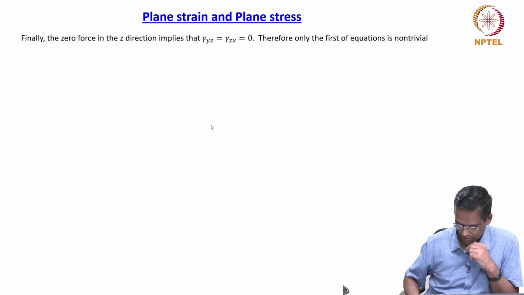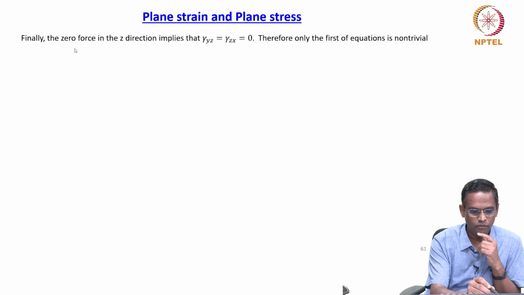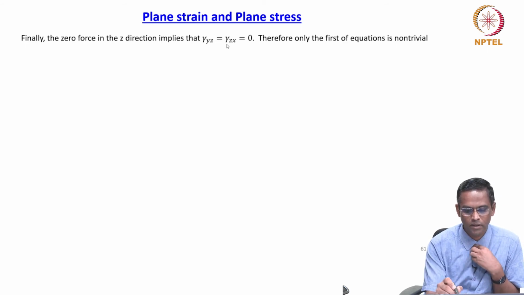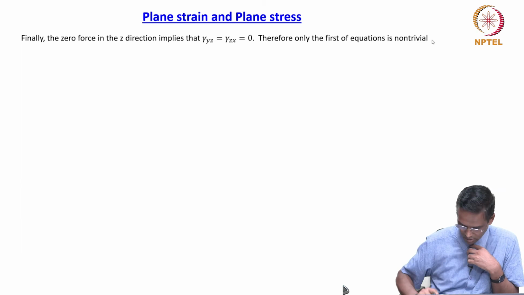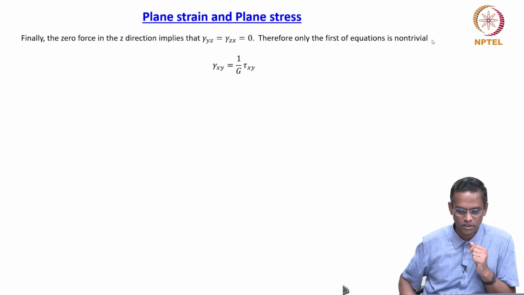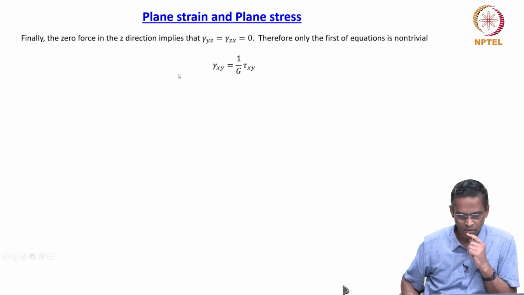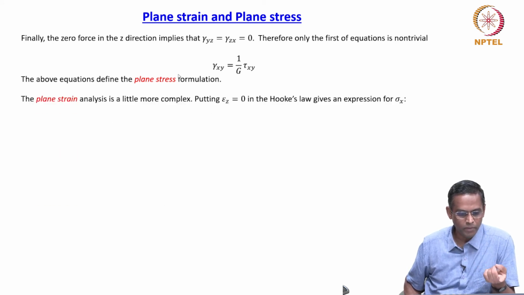So, this is exactly for shear strain. So, 0 force in the z direction implies these two components become 0. Therefore, only the first of the two equations is non-trivial. So, this is a condition for the plane strain problems. Sorry, plane stress problems. These two equations, what we have shown is a plane stress formulation.